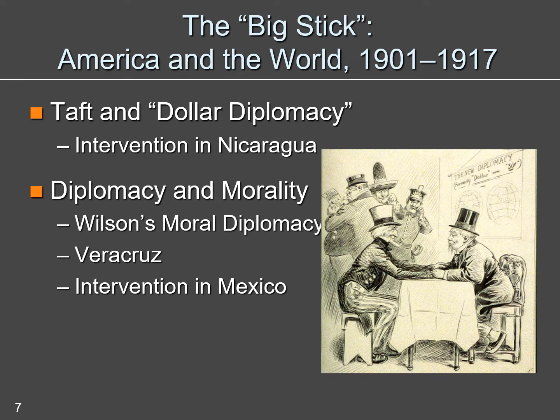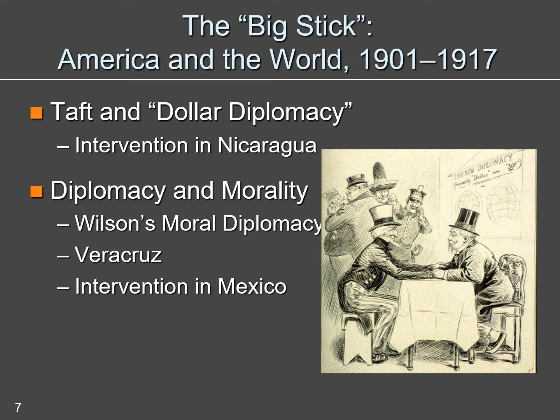Okay, with Taft and dollar diplomacy, this is a little bit different. So it's less use of the military, but using dollars. That means using investment, using loans to get what we want in Central America. So a slightly different tack than what Roosevelt had done.